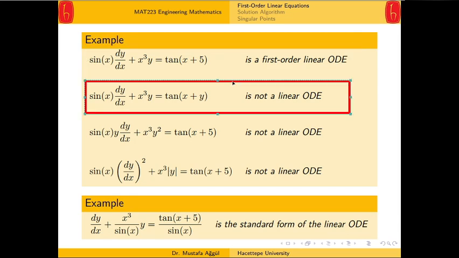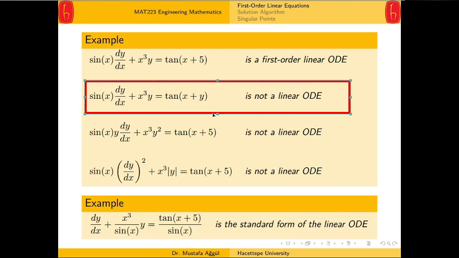Okay, the second one, if you consider this one, we see sine of x dy dx, so this is the same, no problem at all. And x cubed, again there's no problem at all. But here you see tangent x plus y, so the y term has to be alone here and with some x coefficients, and we cannot have the right hand side function dependent on y, so this is not a linear ODE.